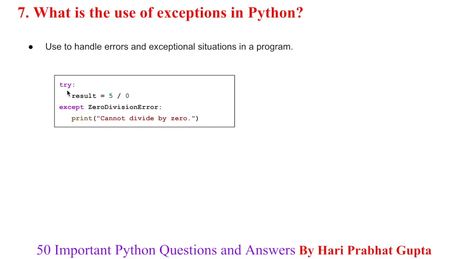So here in this example, the code in the try block attempts to divide 5 by 0, which will result in a ZeroDivisionError. The except block catches this exception and prints a custom error message to the console, such as cannot divide by 0. And in this way, the program can handle the error gracefully and continue running instead of crashing with an error message.